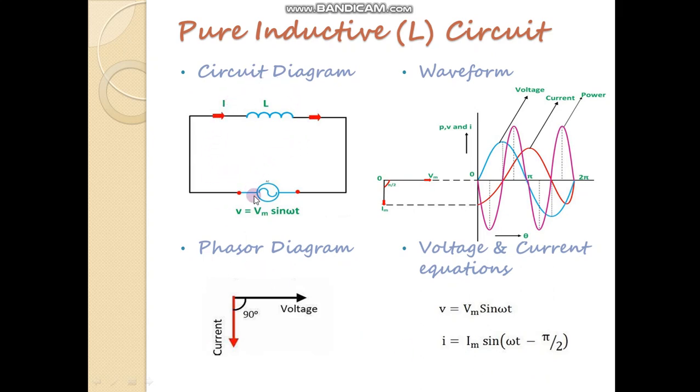The next type of AC circuit is pure inductive circuit, means the circuit containing only inductance or inductor. Here the voltage we have applied is V equals Vm sin omega t, and current I is flowing through this pure inductive circuit.